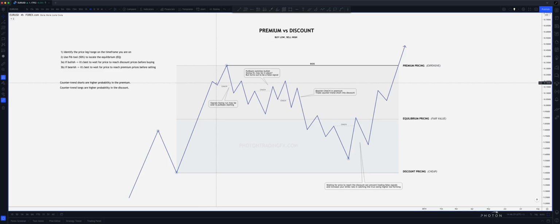So if we look at the previous example we're looking at, where we get that first initial change of character and the pullback is starting, and then we got this full signal here.